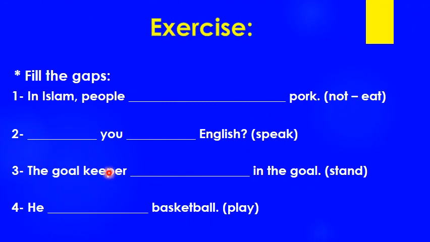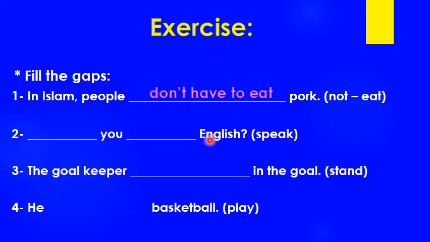Let's do this exercise. Fill the gaps. Number 1. In Islam, people blank pork, not eat. إذن هنا في الإسلام الناس فراغ pork لحم الخنزير. هنا لدينا حالة النفي. إذن هنا عملية إجبارية أو عملية ممكنة. So here people don't have to eat. إذن هنا عملية إجبارية. في الإسلام الناس يجب عليهم ألا يأكلوا لحم الخنزير لأنه محرم.